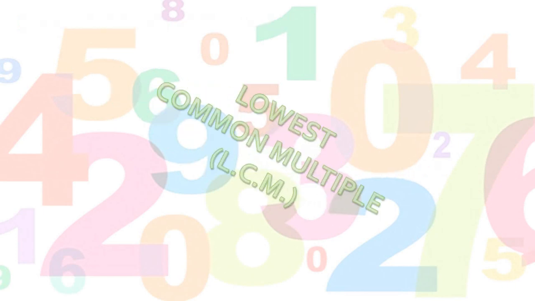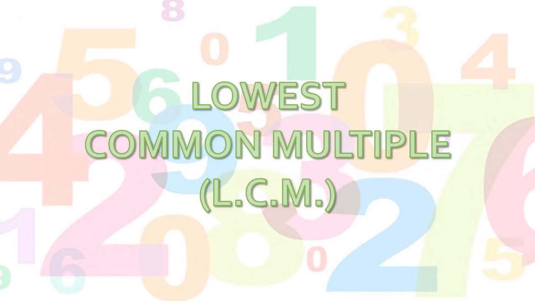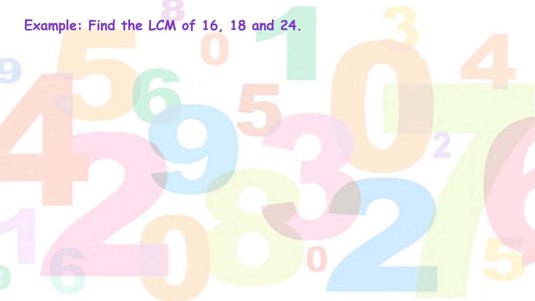Now let's move to the lowest common multiple. We learnt three ways of finding the lowest common multiple as well. Those were listing multiples, by prime factorization, and by the repeated division method or division method. So we'll find it by the division method only. So 16, 18 and 24. What is the LCM of 16, 18 and 24?